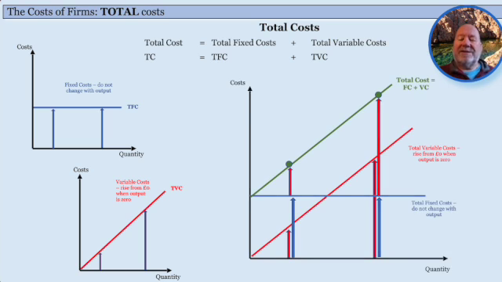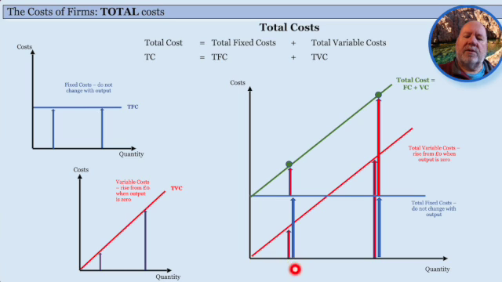So this is the diagram. It's a bit of a difficult one to get to, but all you've got to do is draw in your total variable costs, draw in your fixed costs, and then add those two curves vertically.